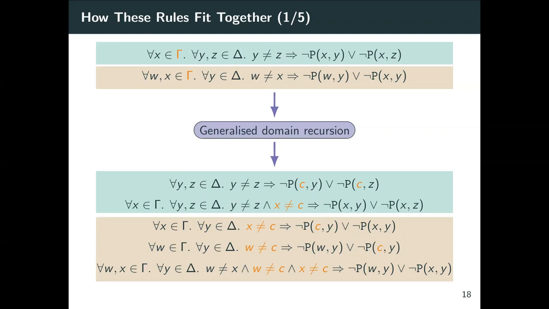And again, this first clause turns into these two clauses, where we replace X with C and where we explicitly require them to be different. And the second clause turns into three clauses. So we have two variables, and we consider the possibility of having W replaced with C and X not equal to C, X replaced with C and W not equal to C, and both of them not equal to C. And the reason why we don't consider the case where both of them are equal to C is because we already have a constraint that they must be different.